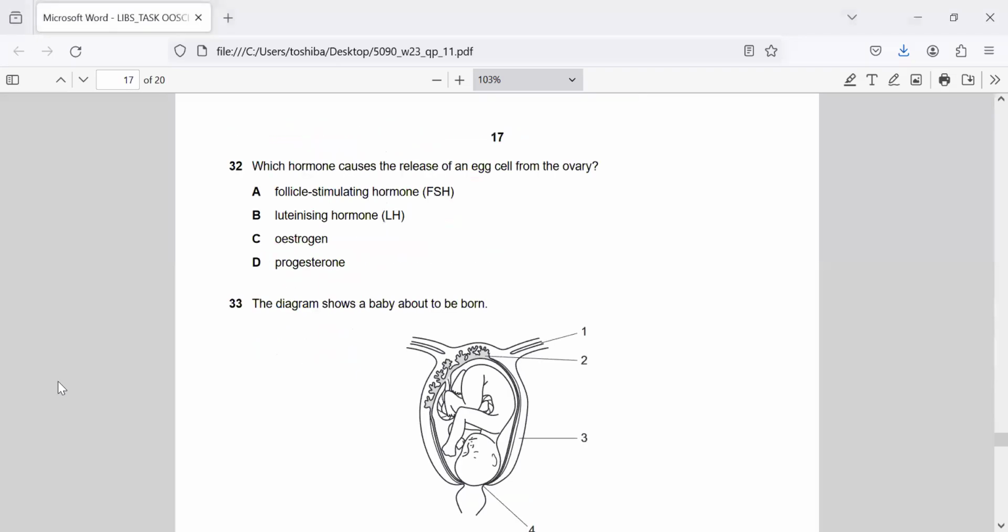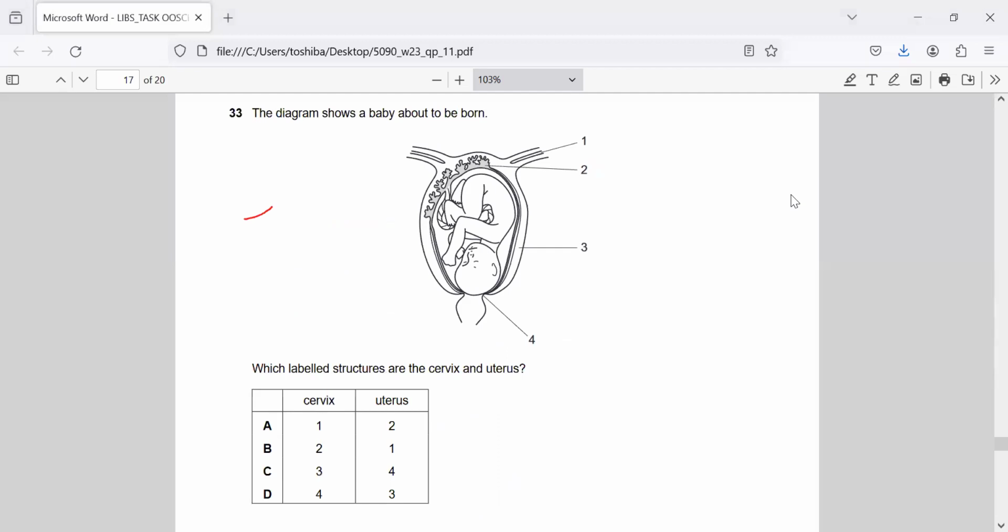Question 32. Which hormone causes the release of an egg cell from an ovary? Okay. As we all know, LH is the hormone that causes the release of an egg cell from an ovary, which is also known as ovulation.